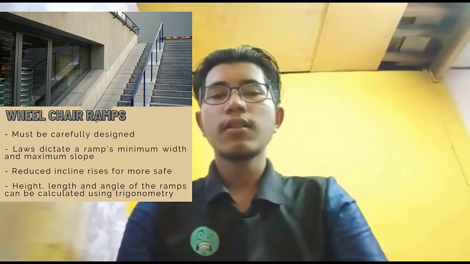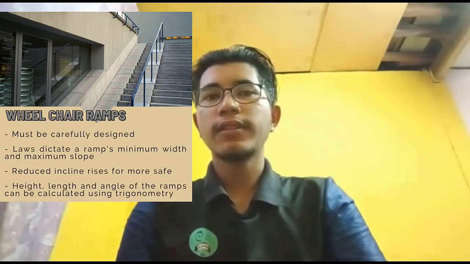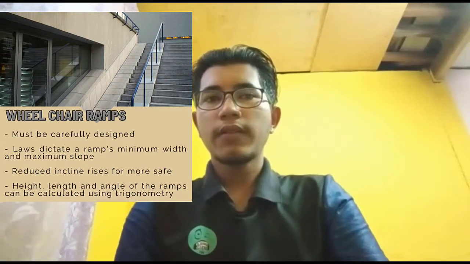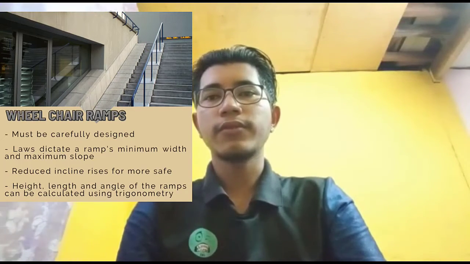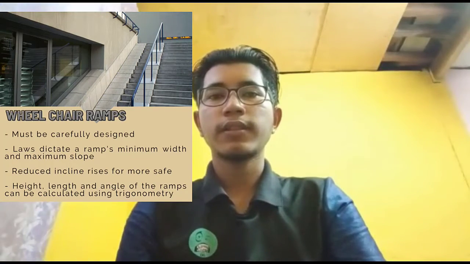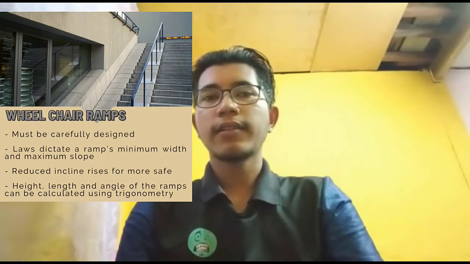Okay, another example of trigonometry's use in construction is in the building of wheelchair ramps. We must know that the ramp must be carefully designed, and laws dictate a ramp's minimum width and maximum slope. One of the specs for the ramp is that the incline rise should be reduced to make it more safe. So, the application of trigonometry in the ramp's construction is that the height, length, and angle of the ramp can be calculated using trigonometry.